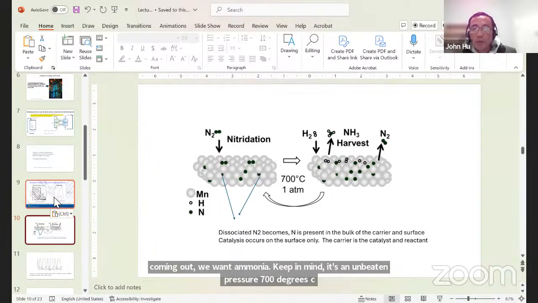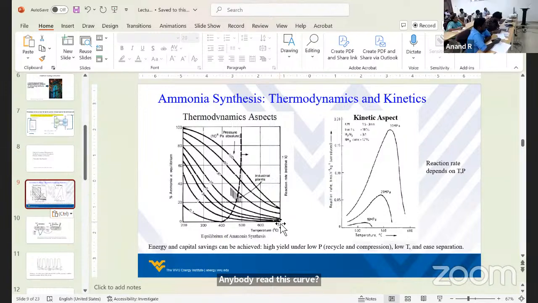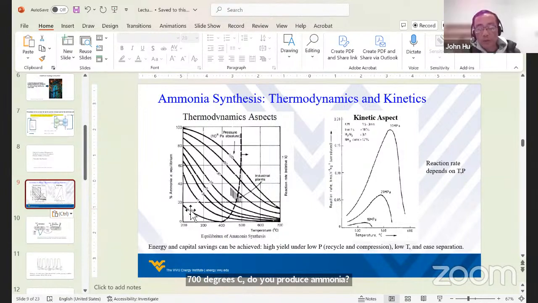Let's go back to here. Ambient pressure, 700 degrees C. What's happening? Can anybody read this curve? At 700 degrees C, do you produce ammonia? Yes? No, you do not produce ammonia. You are basically subject to this line. This line, 400 degrees C, stops. If you go to 700 degrees C, you have nothing. So basically at 400 degrees C, you do not have ammonia. And if you follow this line, ambient pressure, keep on going, passing 400 degrees C, you don't have ammonia. At 700 degrees C, you get nothing.